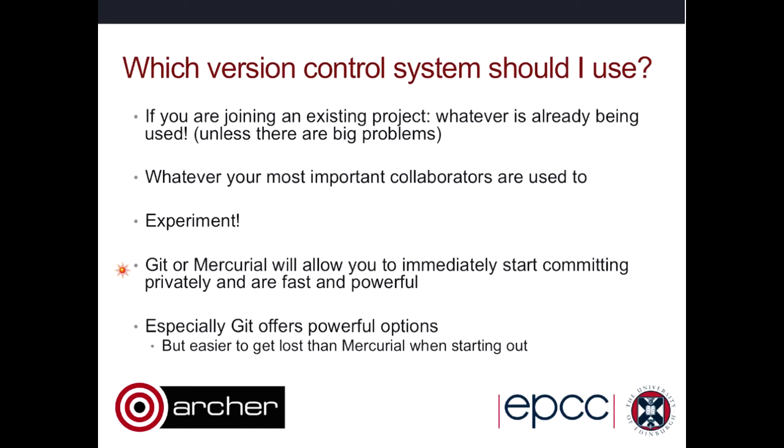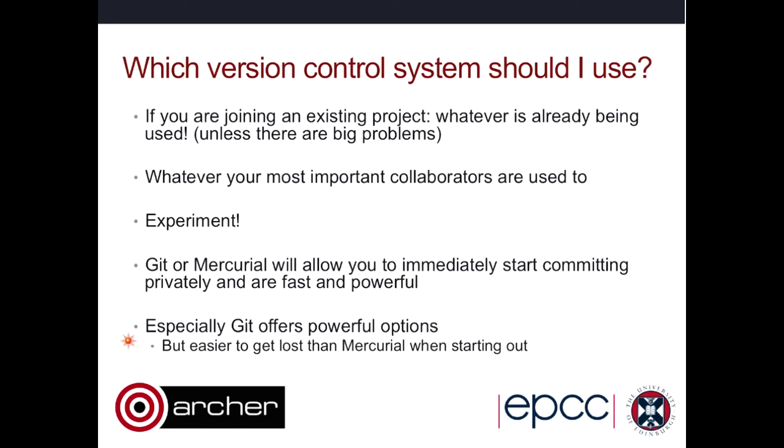So you've seen that these distributed version control tools really offer you a lot. I would say that having the ability to commit locally is massive. It's a kind of game changer. It makes committing from this really special thing into something that could become very routine. So Git and Mercurial will allow you to immediately start doing so. And they're fast and powerful. You really notice it.